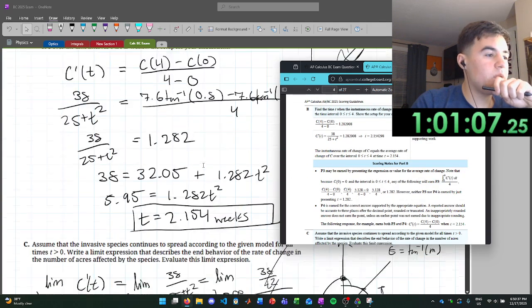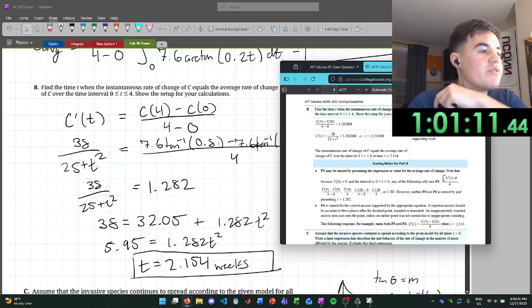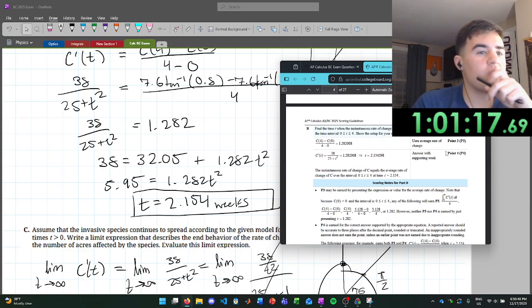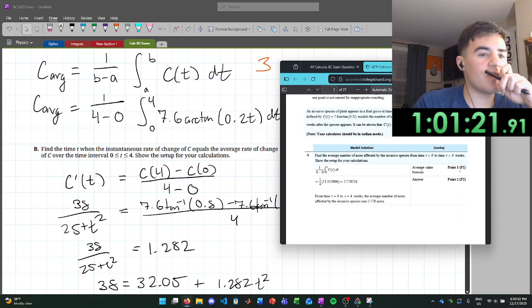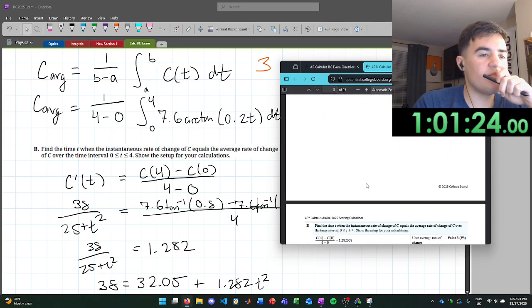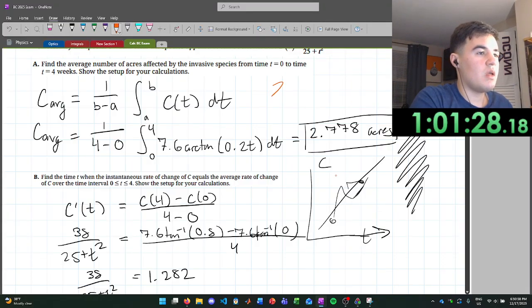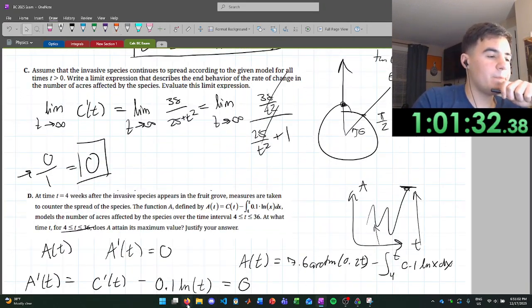Part B. T is 2.154. Uses average rate of change to get 1.282. 2.154. Cool. Uses average change. Answer with supporting work. That is point 0.3 and point 0.4. Wait, hold on a sec. Wait, no, I'm stupid. This is point 1, point 2. That's 2 points. This is 2 points also. So this is 2 points. This is 2 points. Next question.